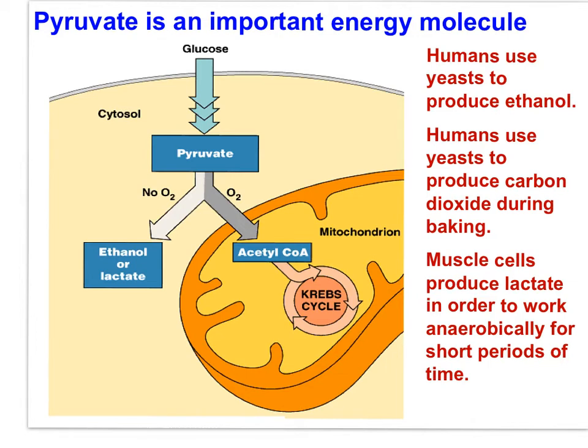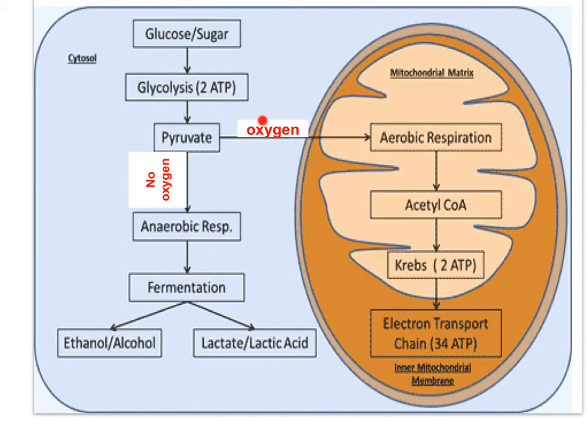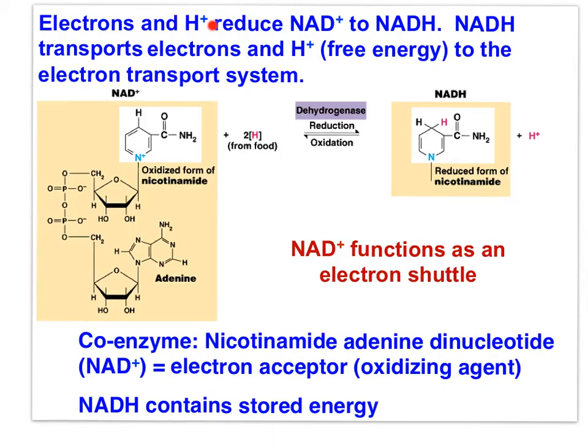Glycolysis and the production of small quantities of ATP require NAD plus as a means to oxidize organic intermediates in glycolysis. If oxygen is present, pyruvate is moved into the mitochondrion to continue aerobic respiration. If there is no oxygen present, pyruvate is fermented into ethanol in yeasts and lactate in mammals. Electrons and hydrogen ions are pulled off organic molecules to reduce NAD plus to NADH.